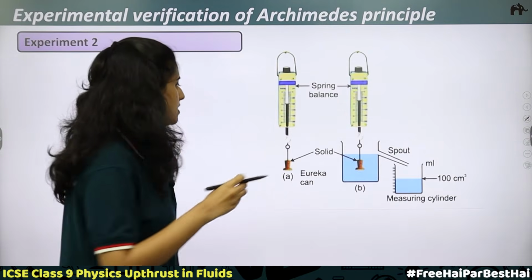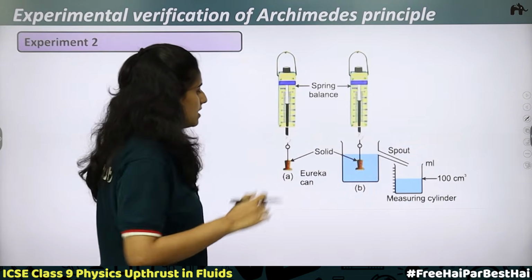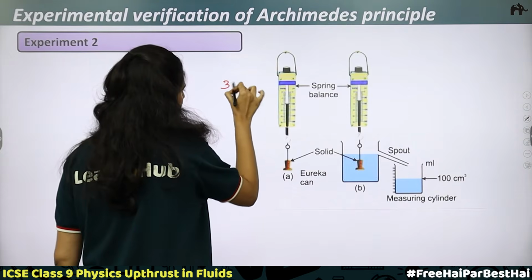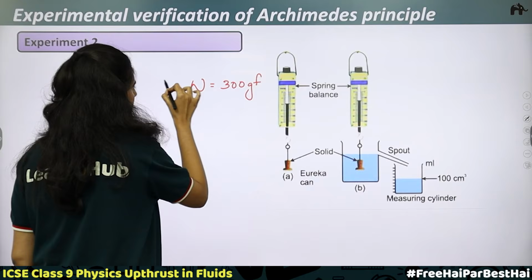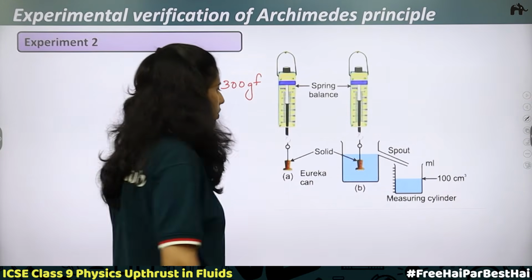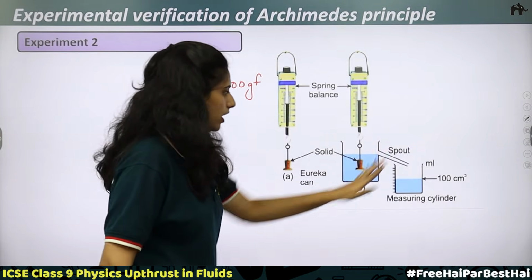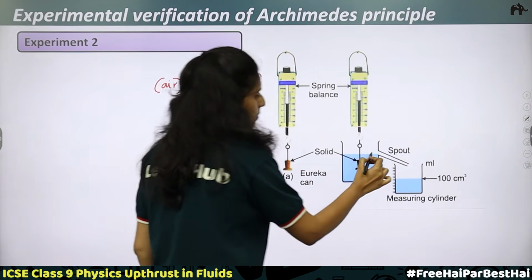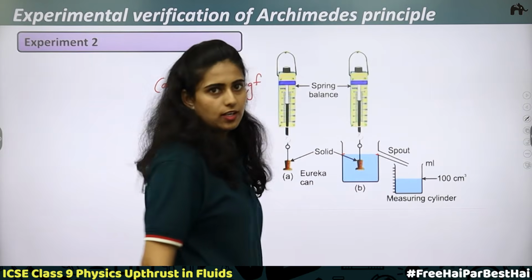In this experiment, a solid is taken and using a spring balance, the weight of the solid is measured. Let's say it is 300 gram force. So the weight of the solid in air is 300 gram force. Now what you are going to do is take a Eureka can. This is how a Eureka can looks like, and here you have a spout. Till the spout you are filling it with water.